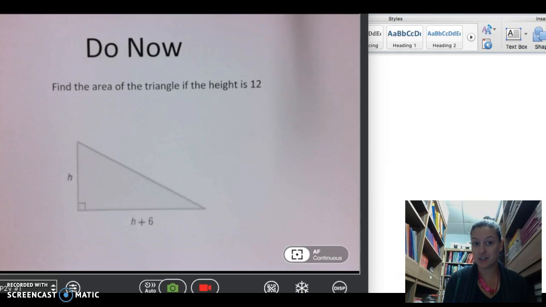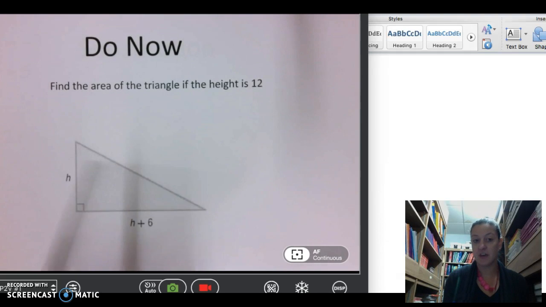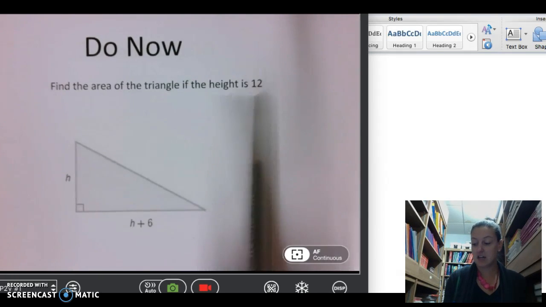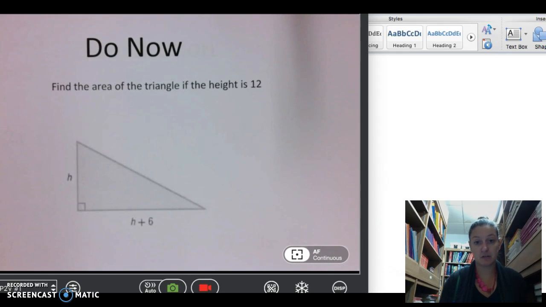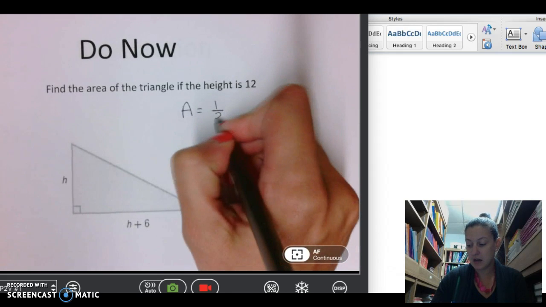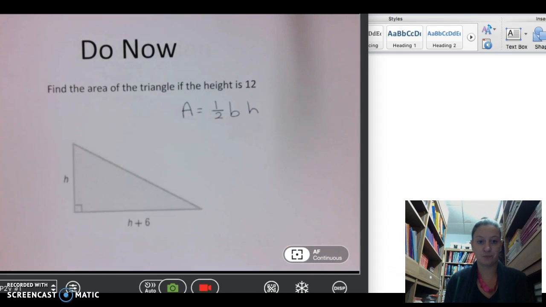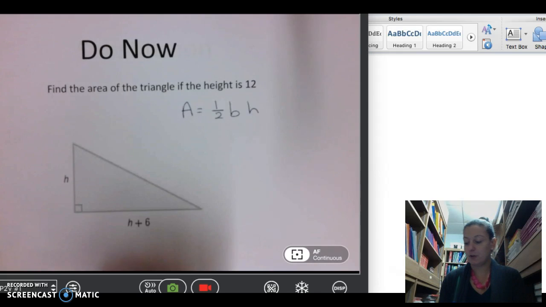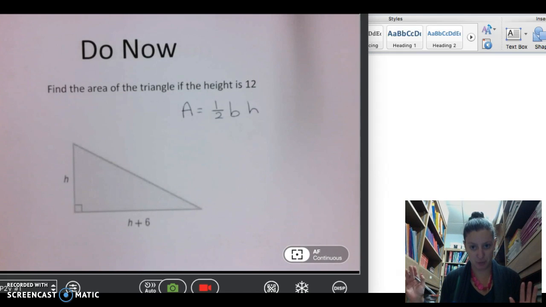What I want you to do first is think about this problem here. Find the area of the triangle if the height is 12. Now if you've forgotten the formula for area, it's area equals half of the base times the height. Okay, so if we plug everything in, hopefully you paused and did this.